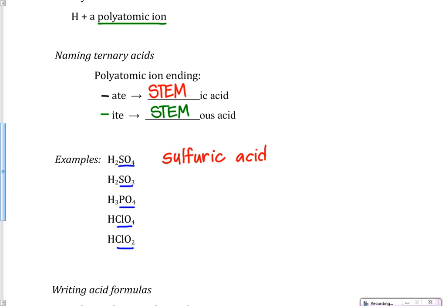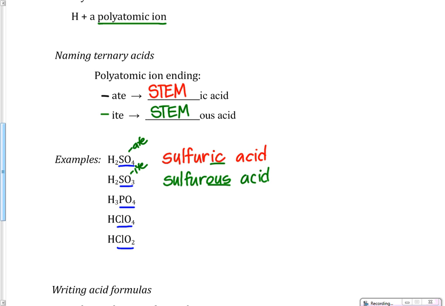Compare that to SO3. SO3, if you look up the name of that polyatomic ion, is sulfite. So this one would be sulfurous, O-U-S, acid. Notice the difference in the endings, and the difference in the endings come from the difference in the ending of the polyatomic ion.